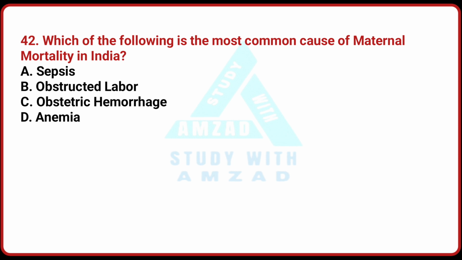Question number 42. Which of the following is the most common cause of maternal mortality in India? Option A, sepsis. Option B, obstructed labor. Option C, obstetric hemorrhage. Option D, anemia.